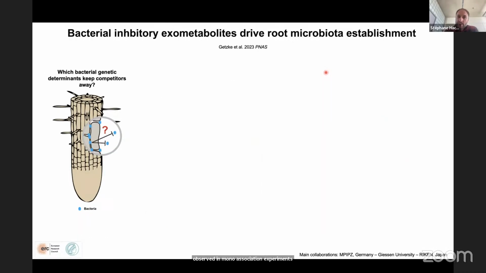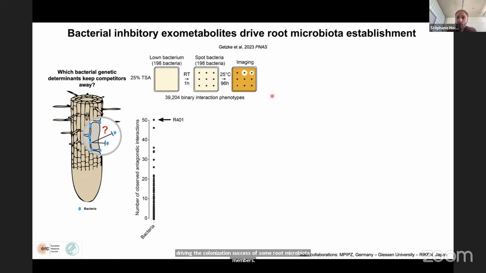More recently, we became interested in metabolites that are secreted by bacteria and that have inhibitory activity, because we hypothesized that these inhibitory exometabolites are likely important for shaping the root microbiota and also for protecting plants against these filamentous eukaryotes. I will come back to this in a second. But in the work that I show you here, we ask whether there are bacterial genetic determinants that are important for keeping competitors away at roots, and thereby driving the colonization success of some root microbiota members. To do that, we did a very comprehensive screening using a modified Burkholder assay.